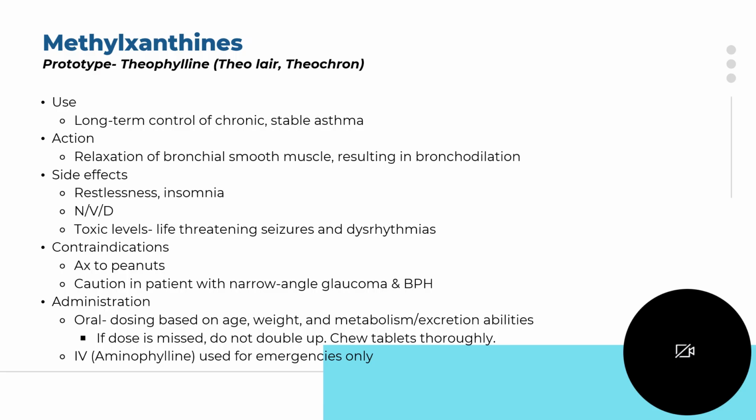So the next thing that we're going to talk about is methylxanthine. Our prototype for this is theophylline. This is used for more long term. This is not used for emergency treatment. And it also causes smooth muscle relaxation. Side effects of this are restlessness, insomnia, nausea, vomiting, diarrhea. The big deal with this is there is a very narrow therapeutic window.